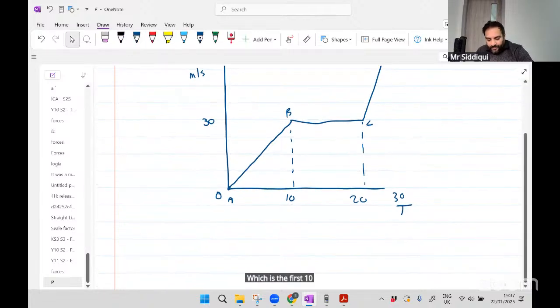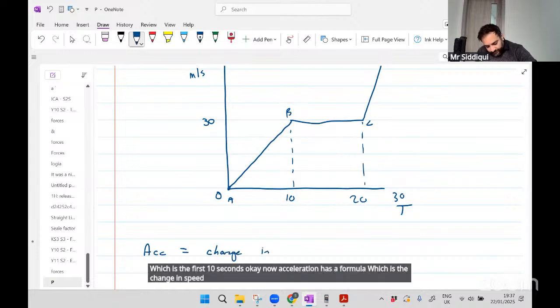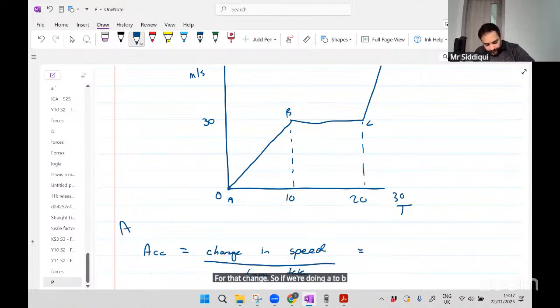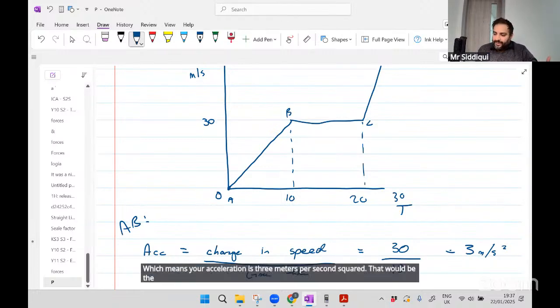Now, acceleration has a formula, which is the change in speed or velocity, remember, they're basically the same thing, divided by the time taken for that change. So if we're doing A to B, then the change in speed is 30, because you went from 0 to 30. The time taken was 10, which means your acceleration is 3 meters per second squared. That would be the acceleration during the first 10 seconds.